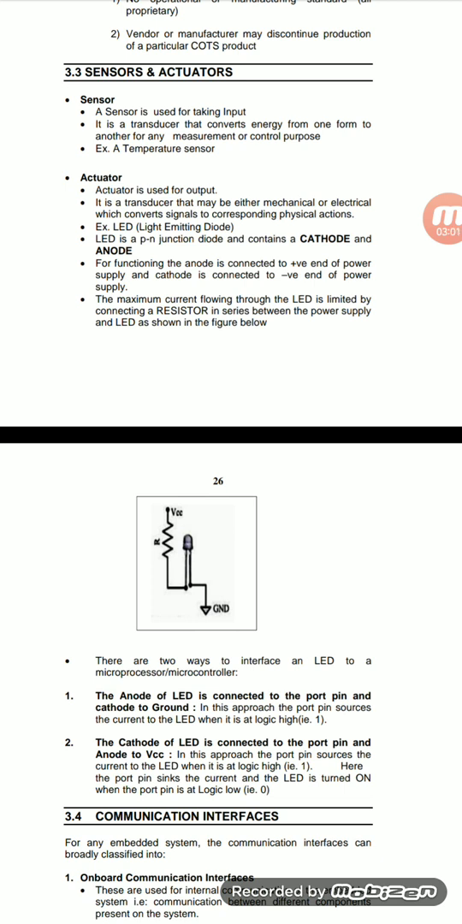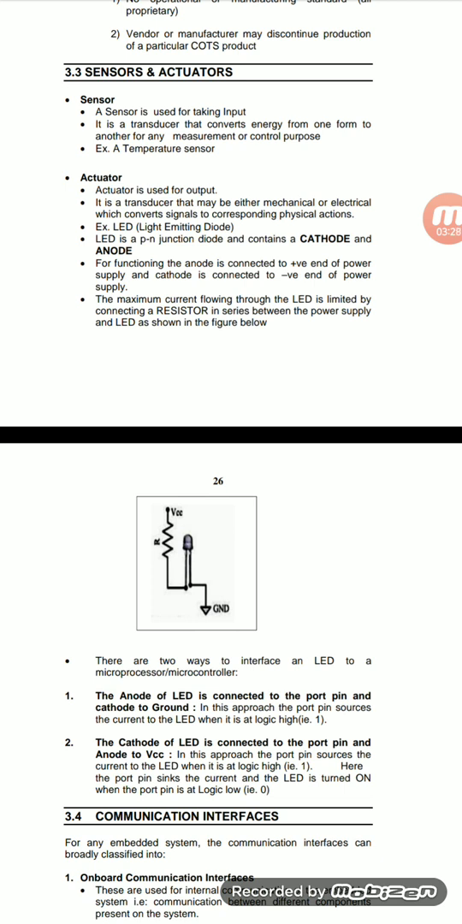An actuator is an output device. It has a transducer, that means it converts mechanical to electrical signals corresponding to the physical actions. Examples: LEDs. LED means light emitting diode, which is an output device. Not only LEDs for lights, but also fans or motors. These are output devices.